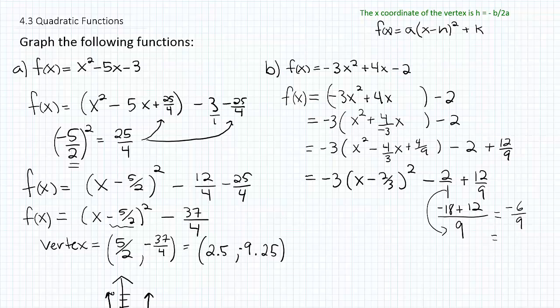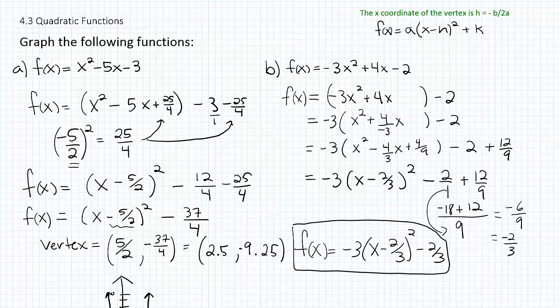reduced. So we'll end up saying that that will be what? 3 goes into 6 2 times, right? So we'll have minus 2, and 3 goes into 9 3 times, negative 2/3. All right, so our final function, factored and simplified and all that, is minus 3 times x minus 2/3 squared minus 2/3. All right, so we finally got that into the form we wanted.